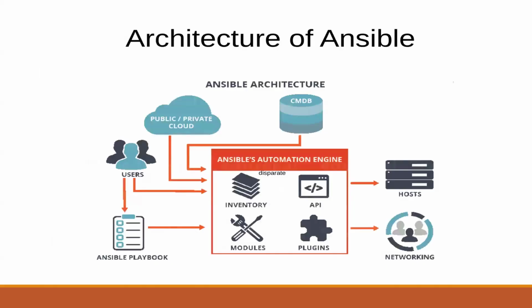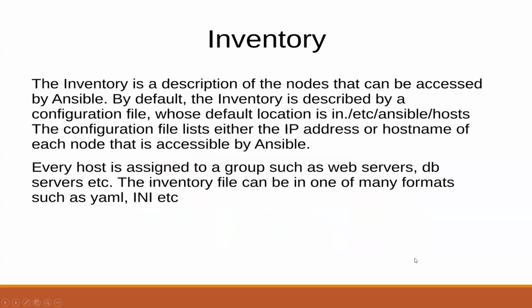So, the architecture of Ansible. This is the Ansible server. The Ansible automation engine consists of the inventory, API, modules, and plugins. Users connect and can run the playbook. It will be applied on hosts or networking devices.